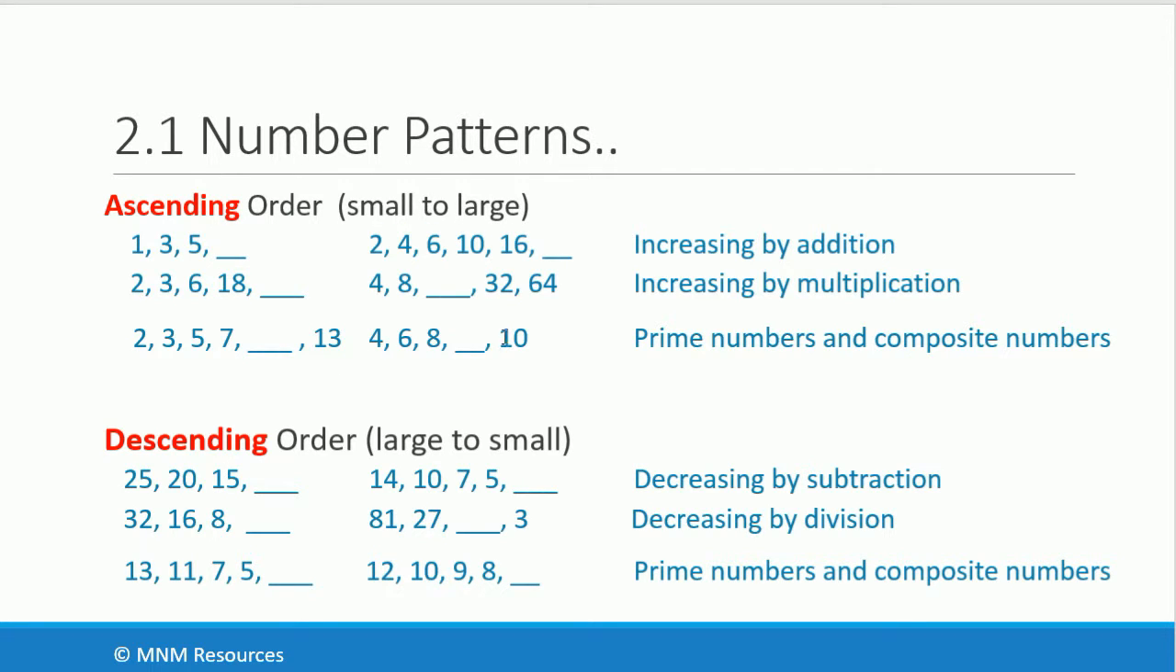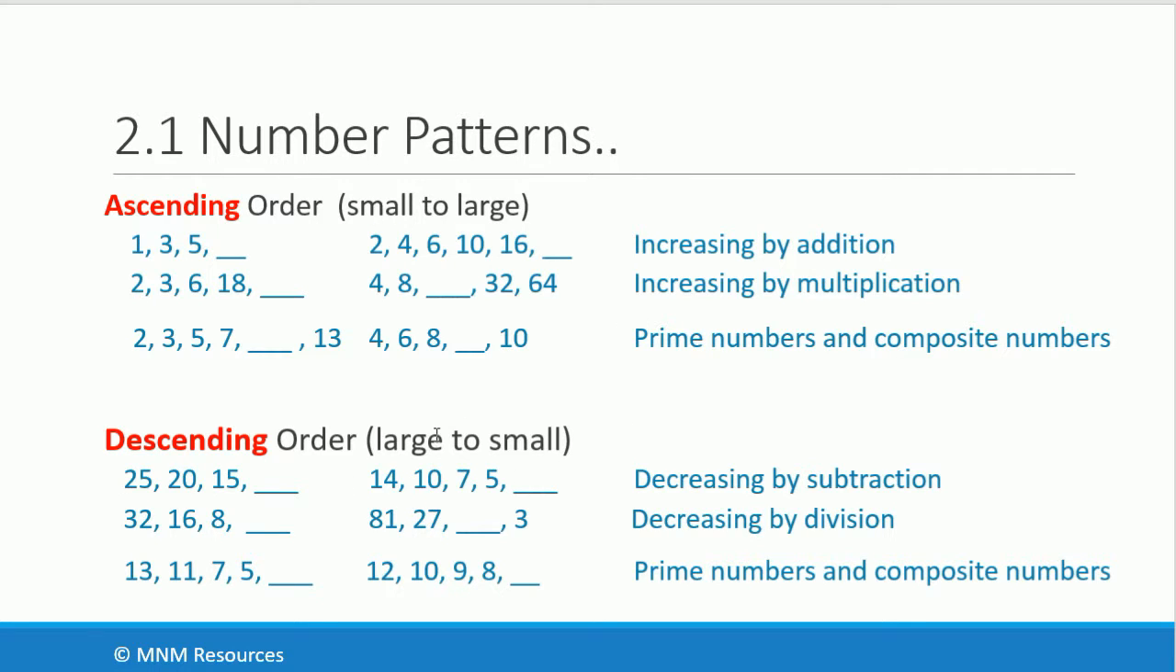Let's look at more examples involving number patterns, here involving numbers that are in descending order, decreasing from larger numbers to smaller numbers. In this first example, you can see that the numbers are decreasing from 25 to 20 to 15. You can see that the numbers are decreasing by 5. So 25 to 20 to 15, and followed by, what will be the missing number? You take away 5 to give you an answer of 10.